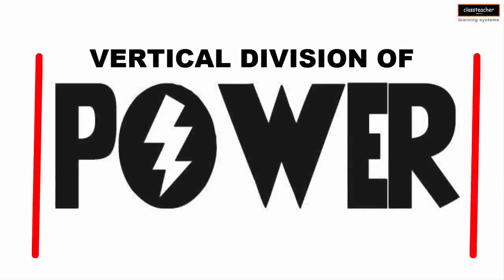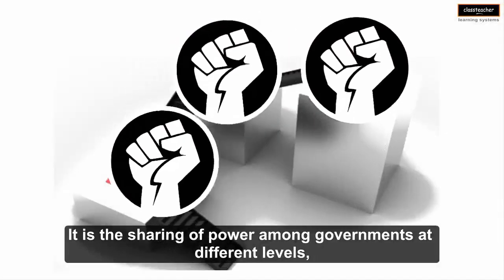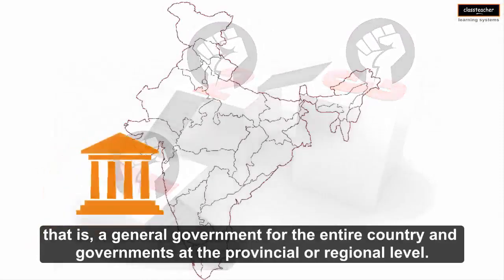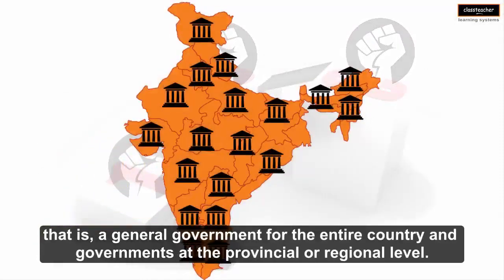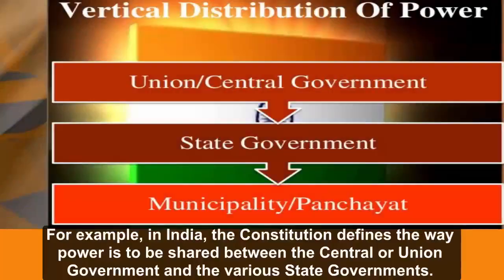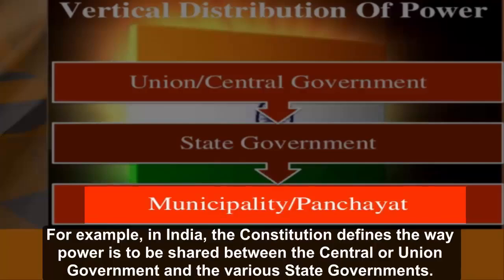Vertical division of power. It is the sharing of power among governments at different levels, that is, a general government for the entire country, and governments at the provincial or regional level. For example, in India, the constitution defines the way power is to be shared between the central or union government and the various state governments.